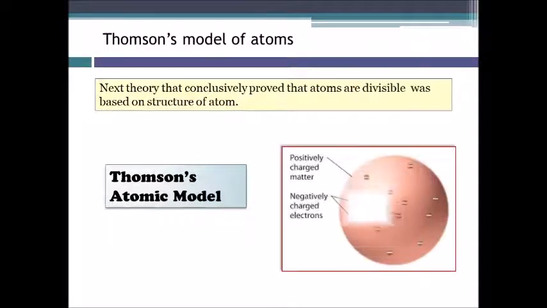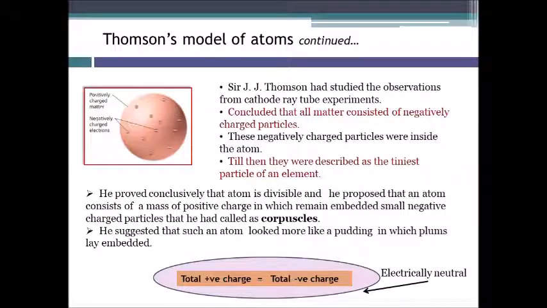In Thomson's atomic model, there was a mass of positive charge in which the negatively charged electrons were embedded like the plums in a pudding. So this model was also called the plum pudding model. But how did he come to this conclusion?